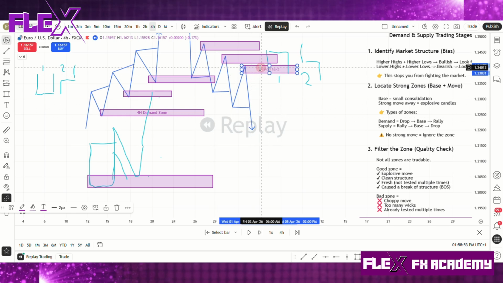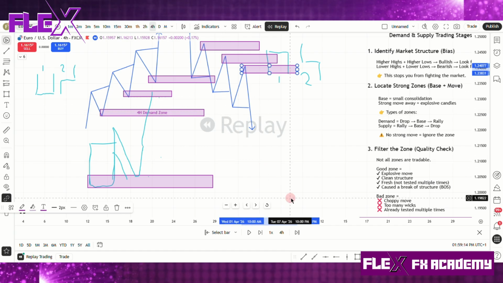Without the break of structure, this zone is not valid. It has a high probability of failing if the impulsive move did not break a structure. So you must always ensure that structures are broken. The BOS, as most people call it, break of structure, is still the same thing.